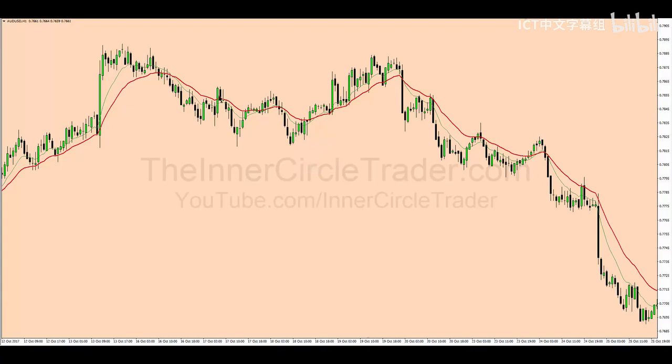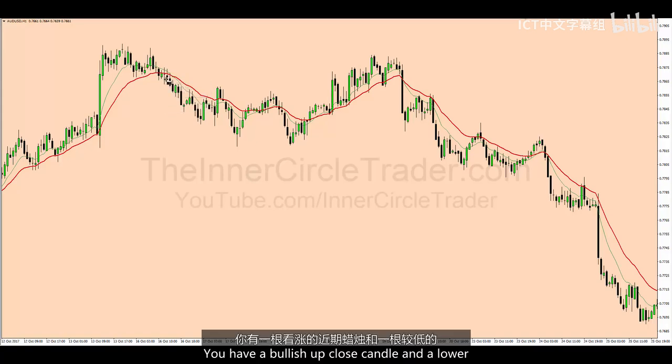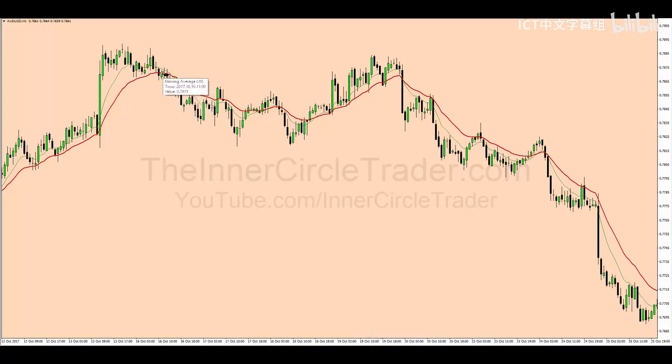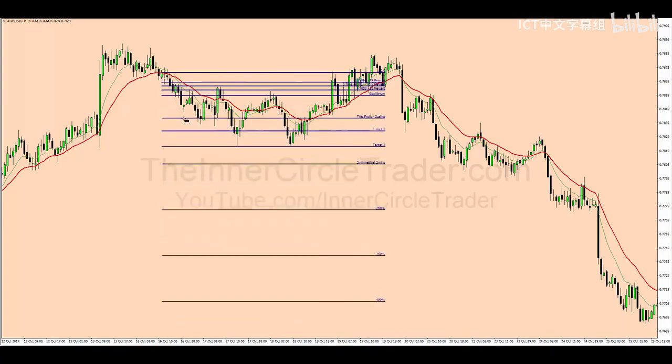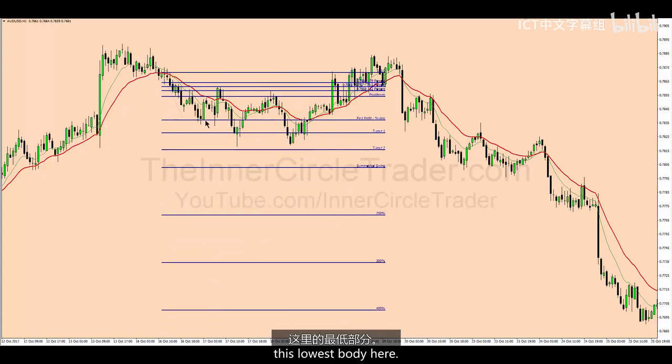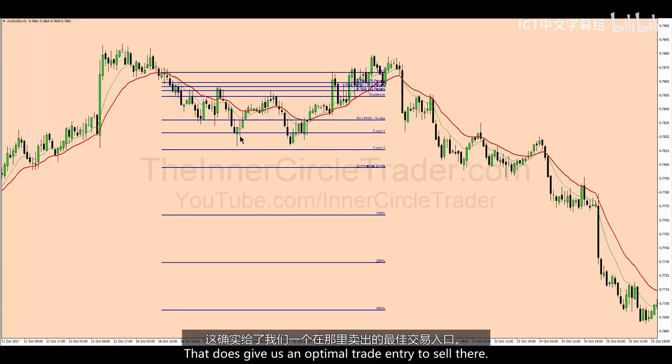And we have something in here. Let's take a look at that. We have a swing high here, you see that? We have an indecisive candle here. We have a bullish up close candle and a lower close candle here. The highest portion is the body on this one. We're going to drag it down to this lowest body here, trades out of the optimal trade entry, and we get target 1, falls short of target 2. That does give us an optimal trade entry to sell there.